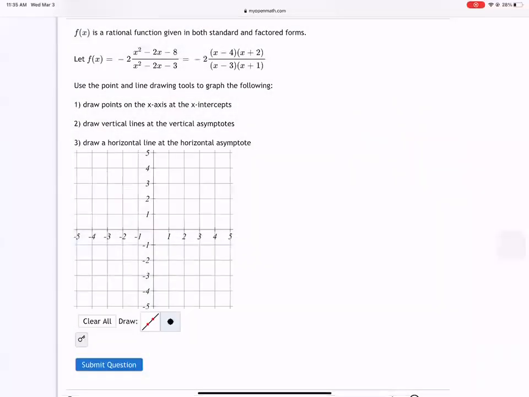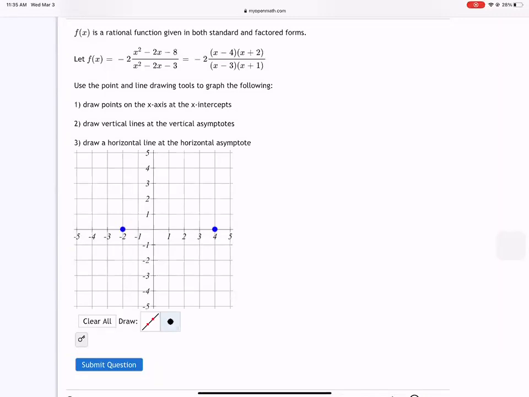So we're going to put a dot on 4 and a dot on 2. Oh, not 2, I'm sorry. Oops. A dot on 4 and a dot on negative 2. All right, those are the x-intercepts.